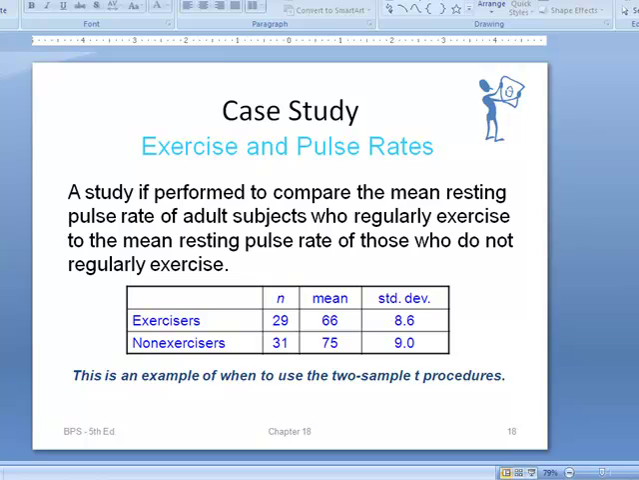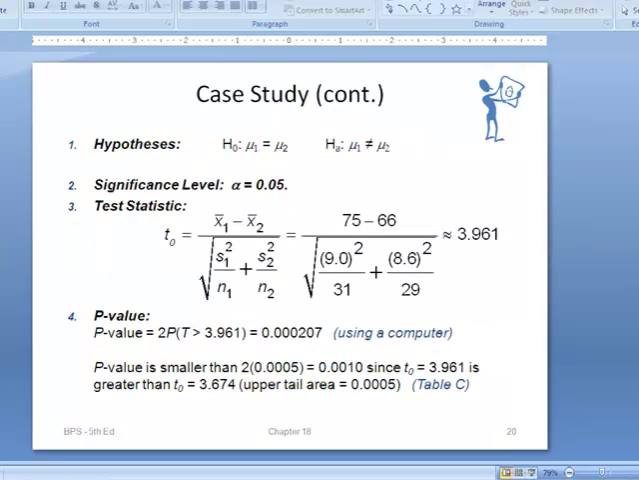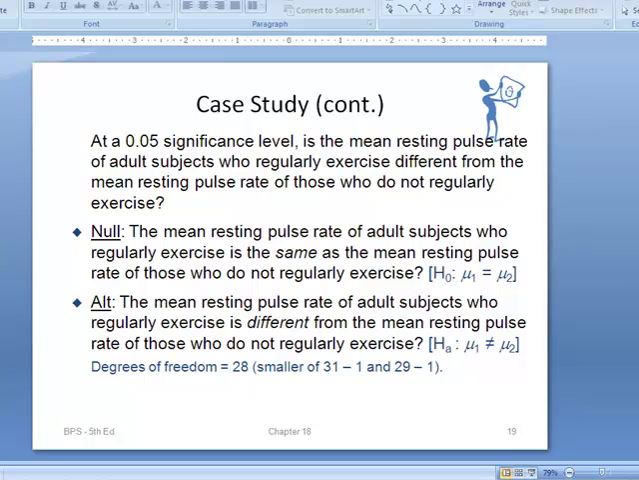So let's take a look if we did the significance test. Now we have a good idea just based on that confidence interval that we're going to reject the null hypothesis, but let's go through a whole problem and see how we would do this. Again, we're looking at these pulse rates of non-exercisers and exercisers. We're now going to go through the procedure for doing a hypothesis test to write the null and alternative hypothesis. At a 0.05 significance level, is the mean resting pulse rate of adult subjects who regularly exercise different from the mean resting pulse rate of those who do not regularly exercise?